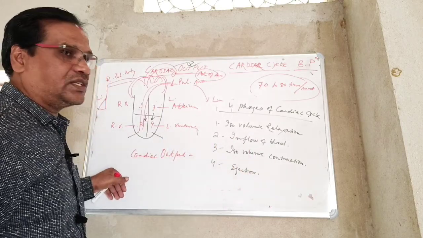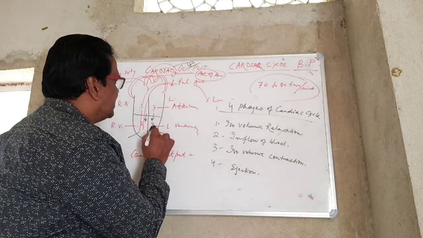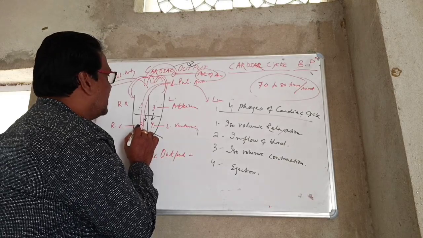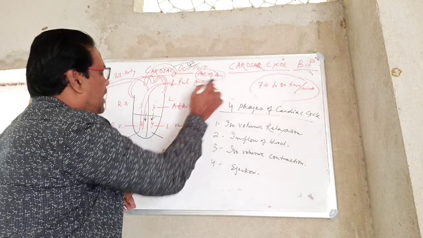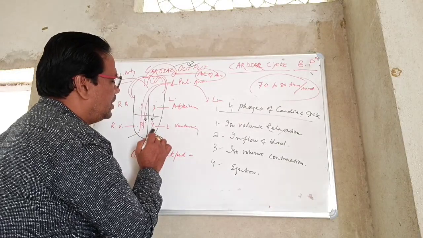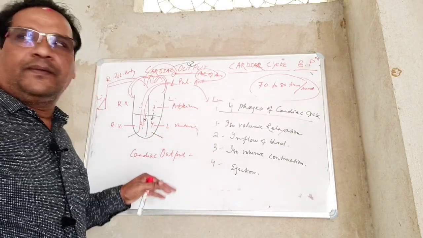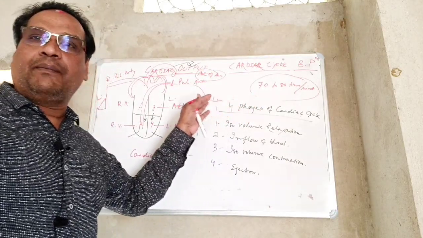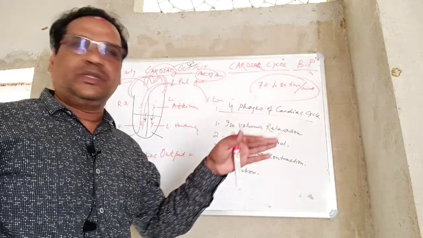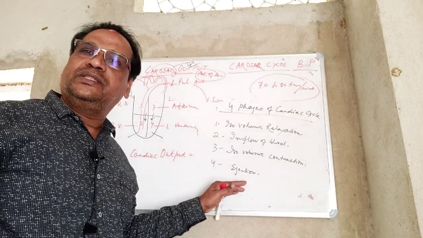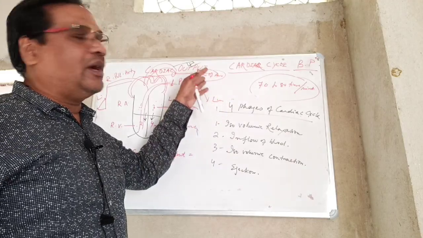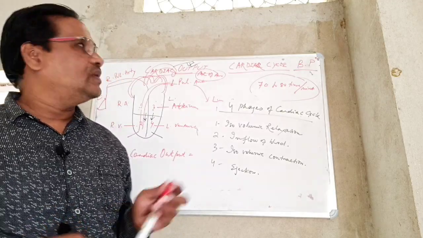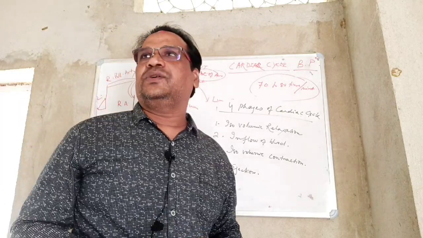Third one is isovolumic contraction. When this chamber and this chamber contract, blood is moving outside: from the right ventricle, blood moves to the pulmonary artery, and from the left ventricle, blood moves through the arch of aorta to different parts of the body. And fourth is ejection, ejecting through the arch of aorta to different parts of the body. So this is all about the cardiac cycle.